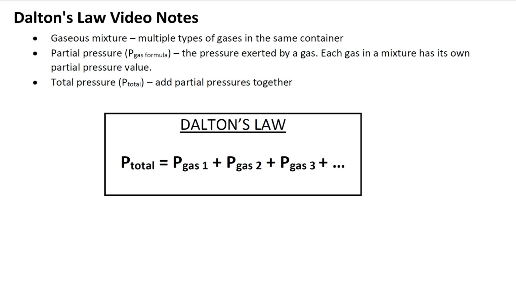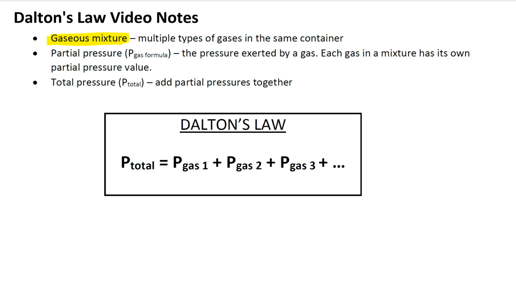A gaseous mixture is simply a mixture of gases, and it's going to be composed of multiple different types of gases. So, for example, atmospheric air is an example of a gaseous mixture. It's made up of oxygen gas, nitrogen gas, carbon dioxide gas, water gas, or what we call water vapor. So gaseous mixture is just a mix of gas.